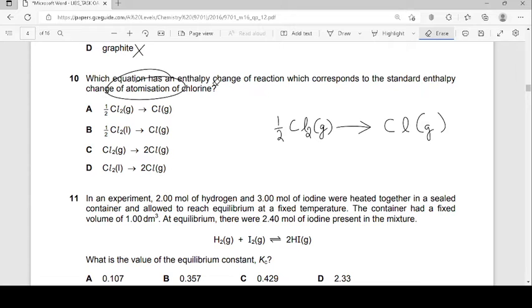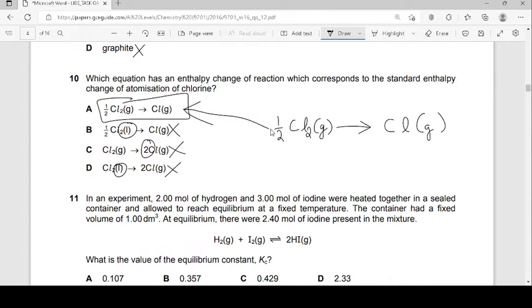And so I just have to see which one matches with that. Now these two are wrong because they have liquid, so that's wrong. And over here I'm forming 2Cl, which is wrong. But this is exactly a match to what I have written, it's a perfect match. So that means my answer is A, right?